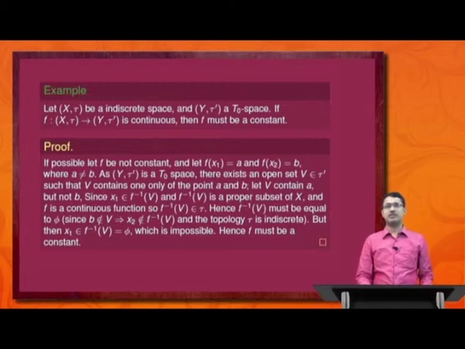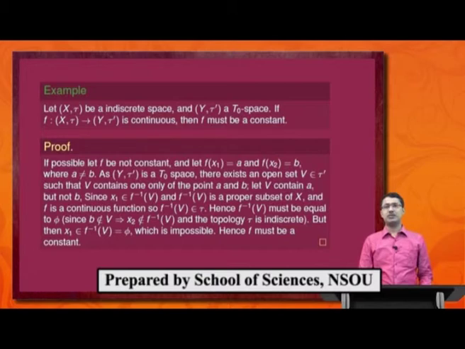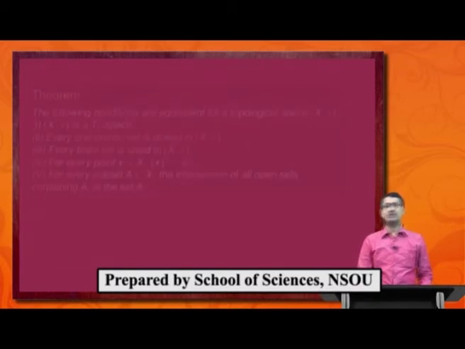Since x1 belongs to f⁻¹(V), and f⁻¹(V) is a proper subset of X, and f is a continuous function, f⁻¹(V) obviously belongs to τ. Hence f⁻¹(V) must be equal to φ. Since b does not belong to V, x2 does not belong to f⁻¹(V), and the topology τ is indiscrete. But then x1 belongs to f⁻¹(V), which is equal to φ, which is impossible. So f must be a constant function.